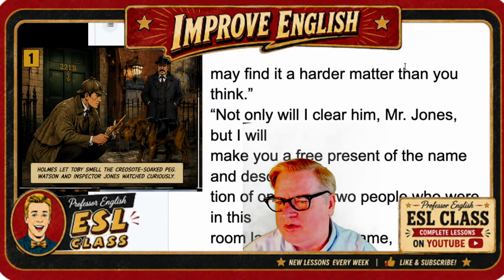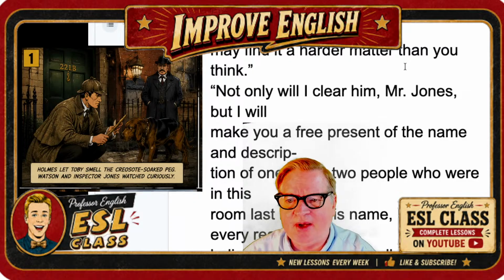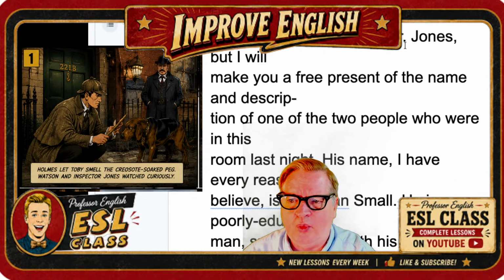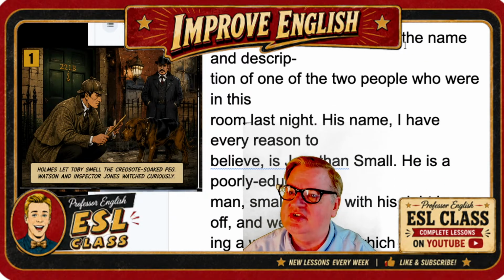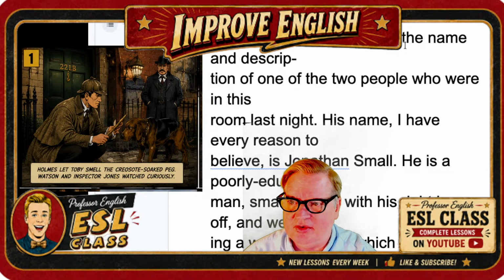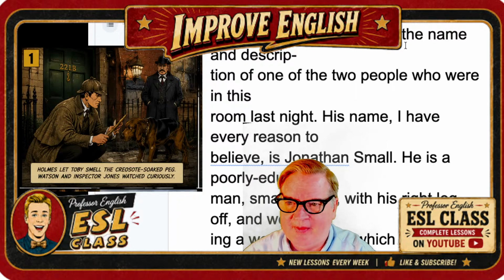"You may find it harder a matter than you think. Not only will I clear him, Mr. Jones, but I will make you a free present of the name and description of one of the two people who were in this room last night." So Holmes is saying, well, not only will I clear him of this accusation, not only will I prove he didn't do it, but right now I can even give you one of the names of the murderers. There were two people, and Holmes says he already has the name of one of them.